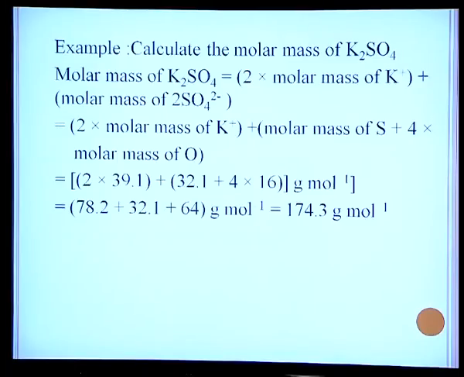Molar mass of K2SO4 you can calculate as 2 into molar mass of K plus ion plus molar mass of sulfate 2 minus ion. That is, you can simply say 2 into 39.1 for potassium, plus 32.1 plus 4 into 16. You will get 78.2 plus 32.1 plus 64, which gives 174.3 gram per mole.